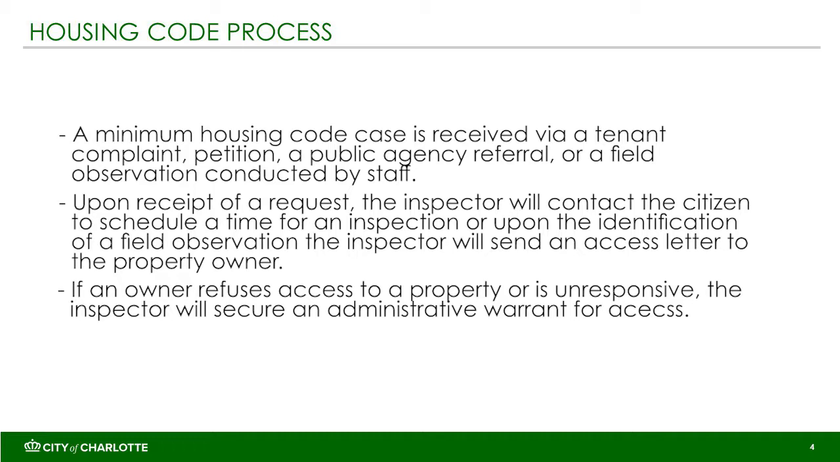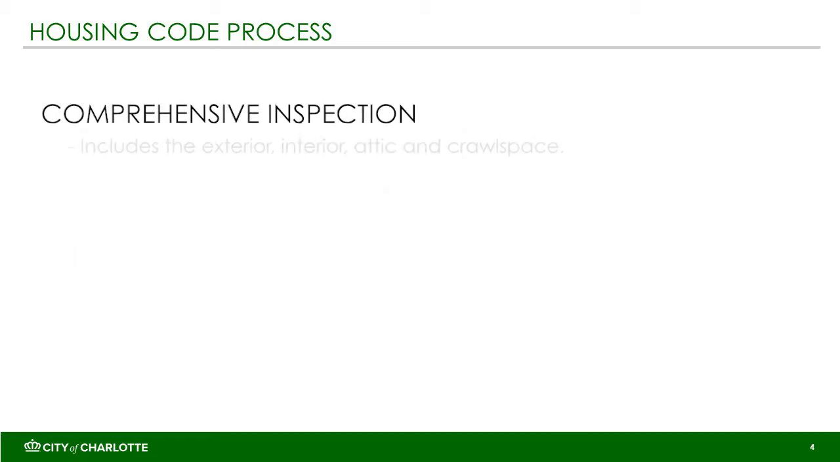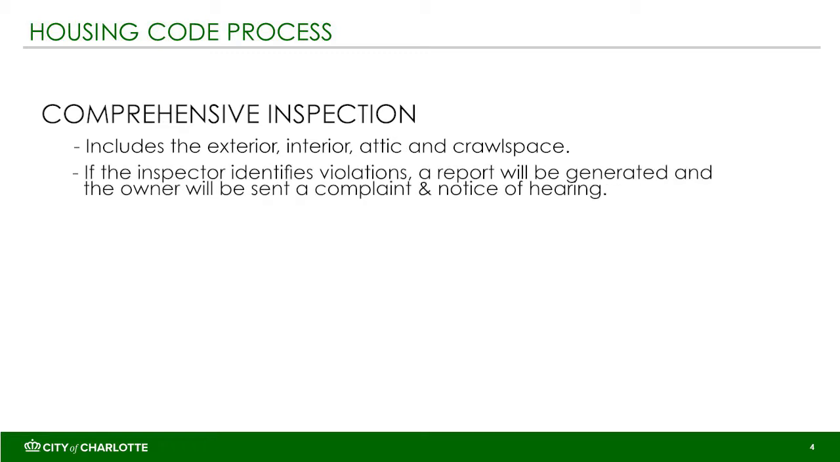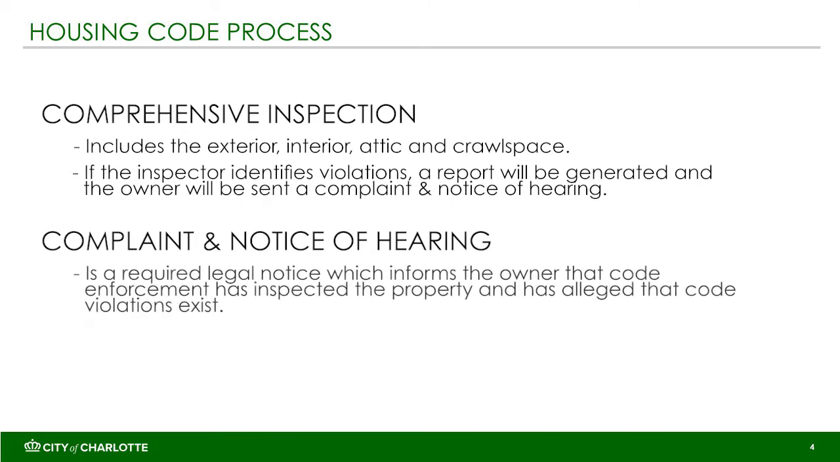Once the inspector has gained access to the structure, a comprehensive inspection will be conducted. The comprehensive inspection includes the exterior, interior, attic, and crawl space. If the inspector identifies violations, a report will be generated and the owner will be sent a complaint and notice of hearing. The complaint and notice of hearing is a required legal notice which informs the owner that code enforcement has inspected the property and has alleged that code violations exist.